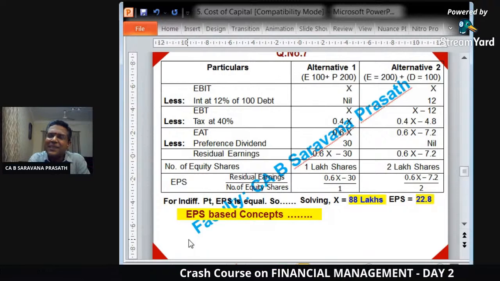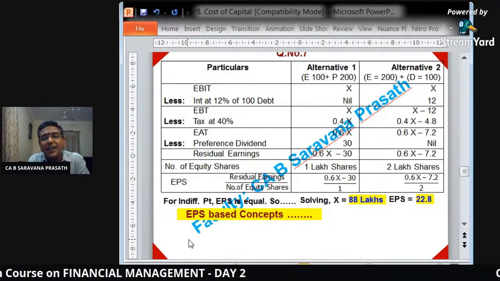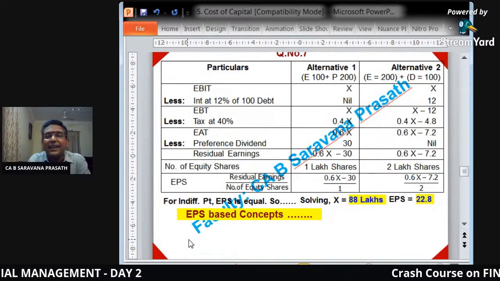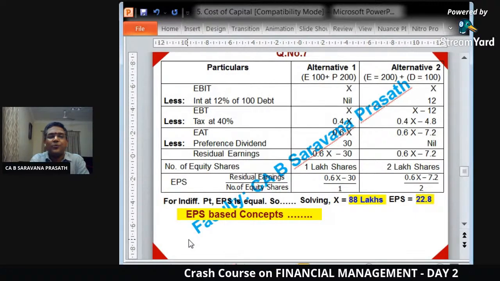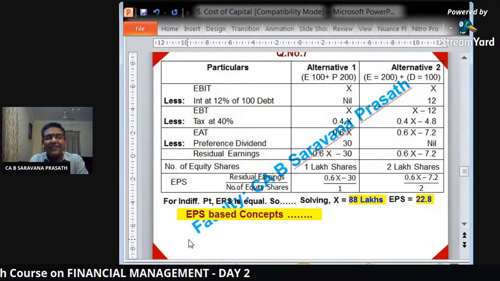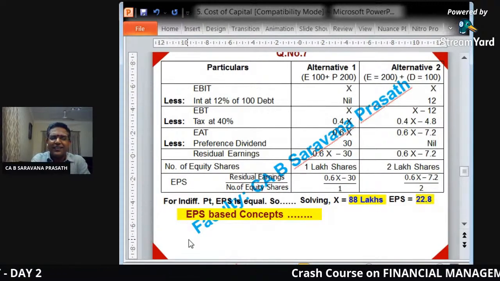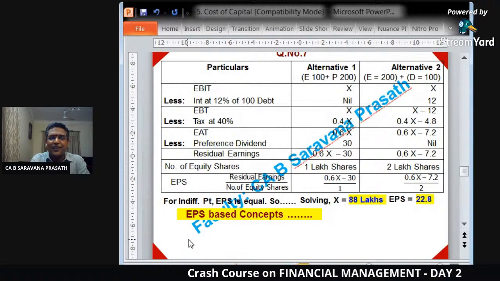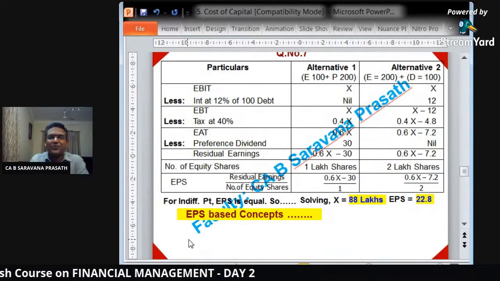Reason: same EPS. This is the concept called EBIT-EPS indifference point. I will pause for a while, you go through this item. Then we will learn the third concept under EPS. We have already learned two. We will summarize that and then learn the third concept also.